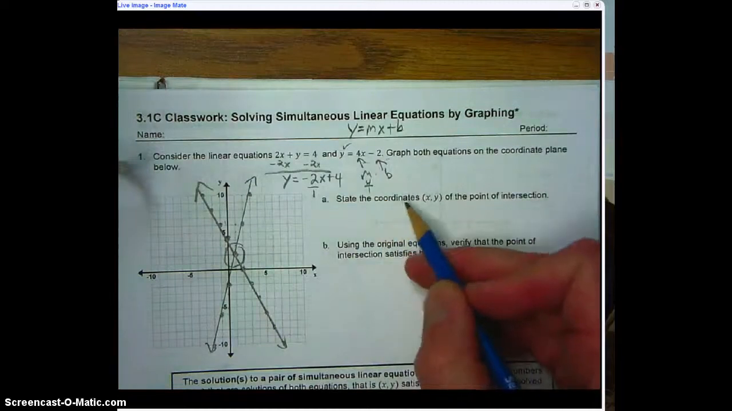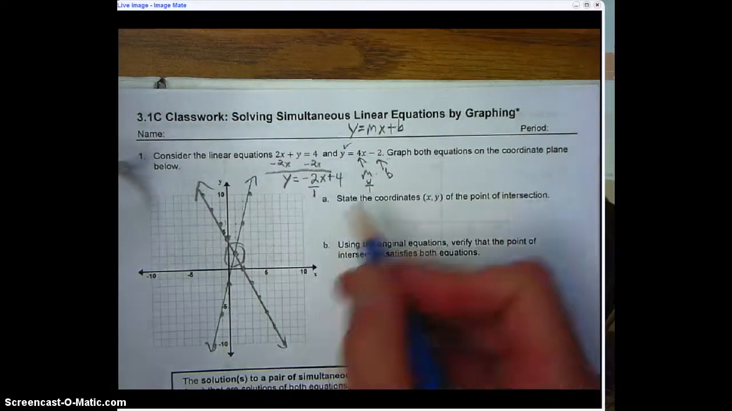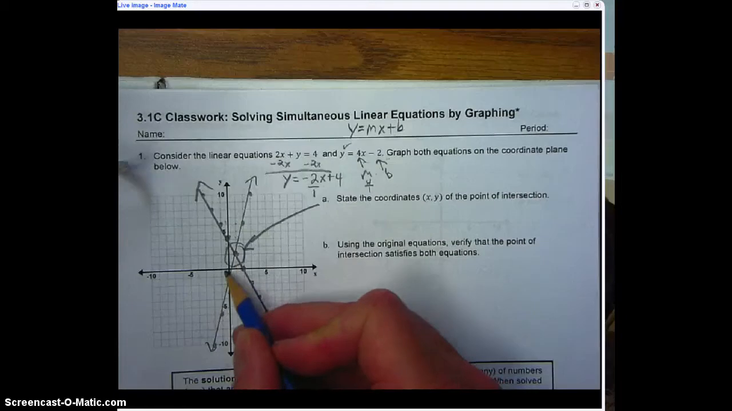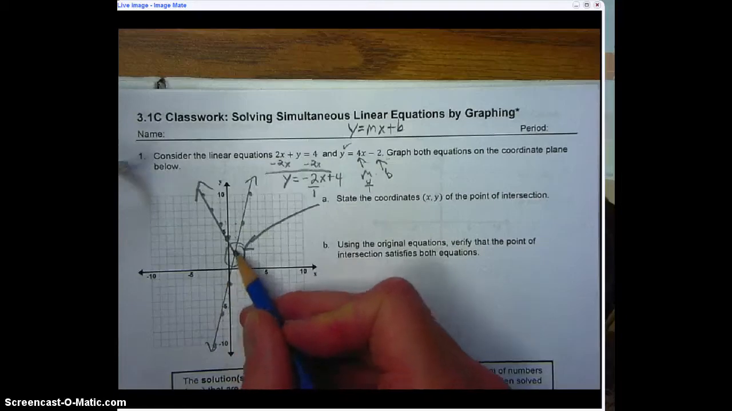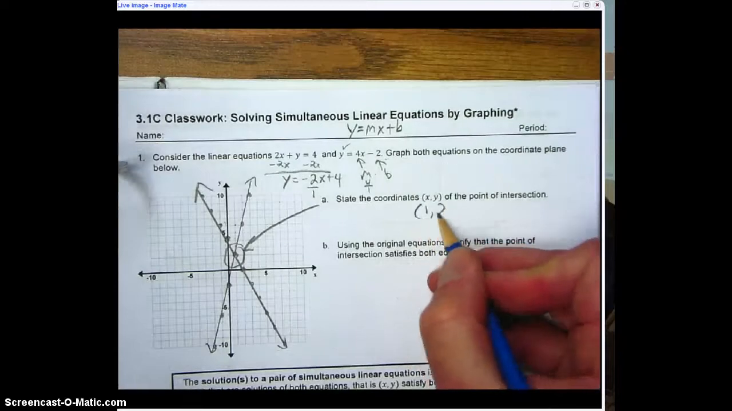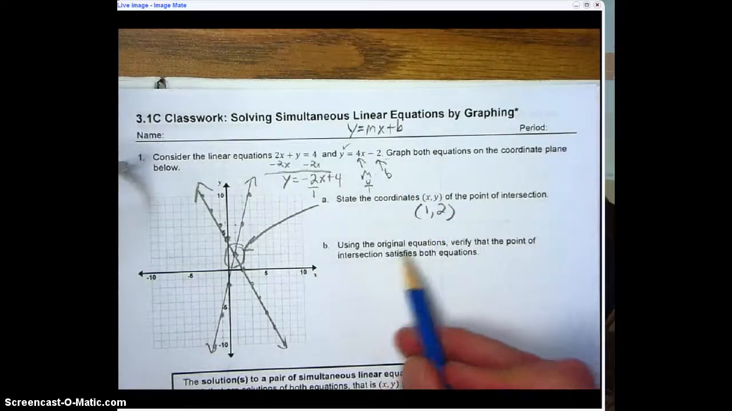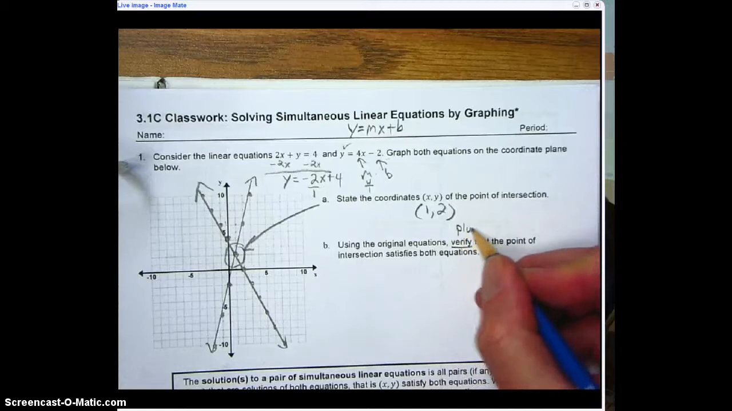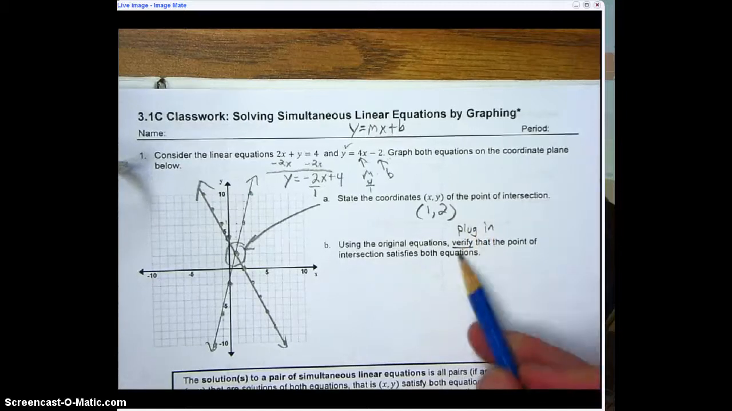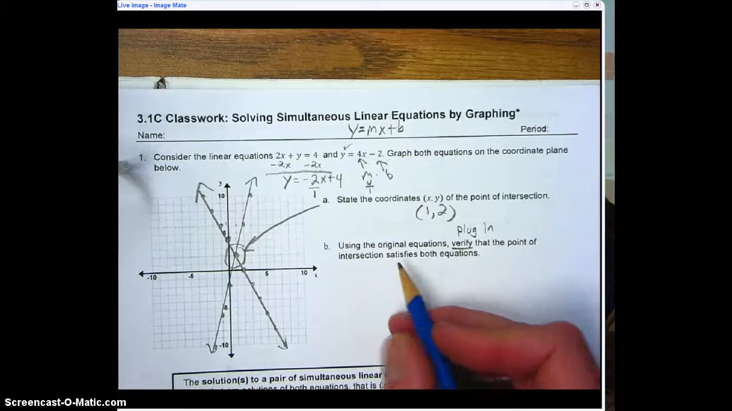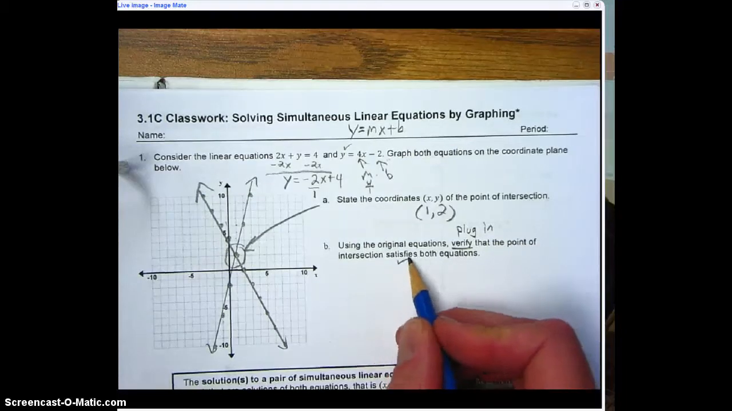So state the coordinates of the point of intersection. That is right there. Name that point. And remember, you walk to the elevator, so it's to the right 1 and up 2. So it's 1, 2. Using the original equations, verify, and remember that means to plug in. Whenever we verify, we plug in that point in the intersection to satisfy, and that just means that it's going to be a check, okay?